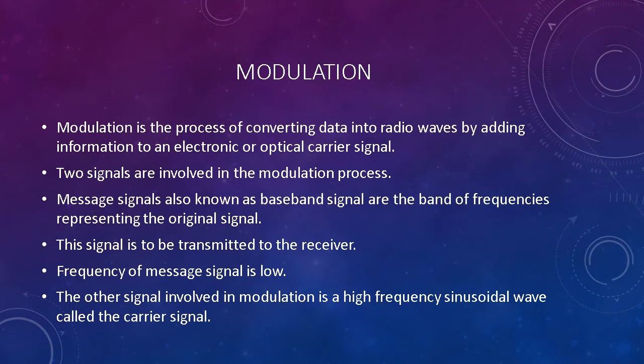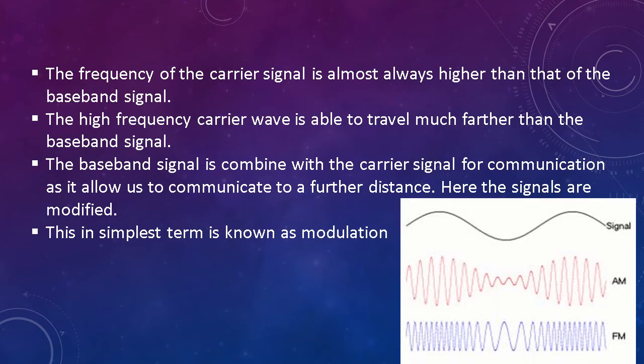Now the other signal involved in modulation is the high frequency sinusoidal wave called the carrier signal. This signal is something like a stone which is wrapped to a human voice so that it will go for a longer distance. Now the frequency of carrier signal is always higher than that of a baseband signal. Now what is this carrier signal? Carrier signal is a signal added to a baseband signal so that it will go for a longer range.